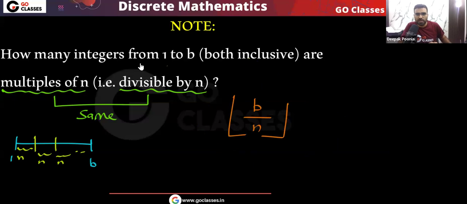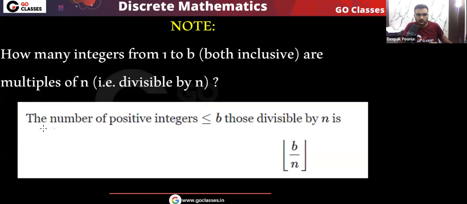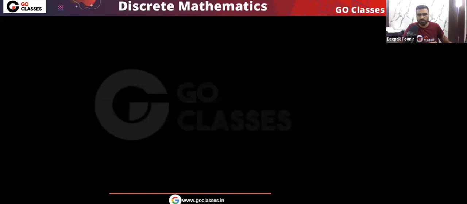So this is the formula. How many integers from 1 to b are divisible by n? This is the value. First of all, let me tell you, when I say positive integer, then 0 is not a positive integer. Positive integer simply means greater than or equal to 1. So from 1 to b, both inclusive, we are considering 1 as well as b. How many positive integers are divisible by n? That is floor of b divided by n.